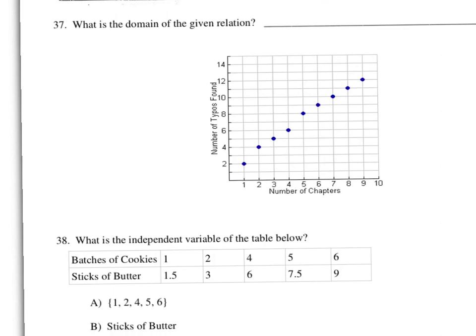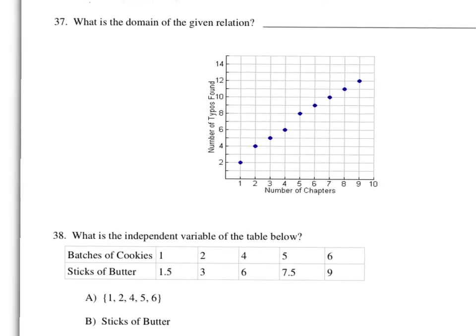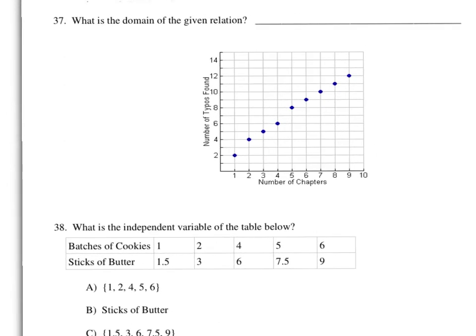37, what is the domain of the given relation? Okay, the domain is just asking for the values of x. So we will trace these points back to the x-axis and see where they touch. So this would be at 1, 2, 3, 4, 5, 6, 7, 8, 9. So for the domain, we would need to list each of those values. So we'll do our little squiggly bracket, and we're going to list them 1, 2, 3, 4, 5, 6, 7, 8, 9.